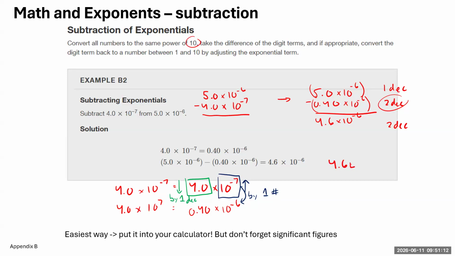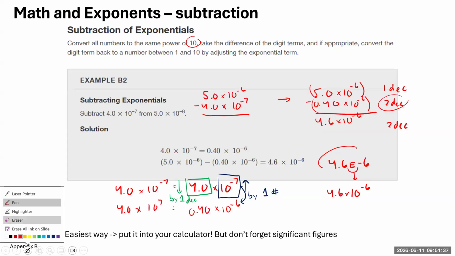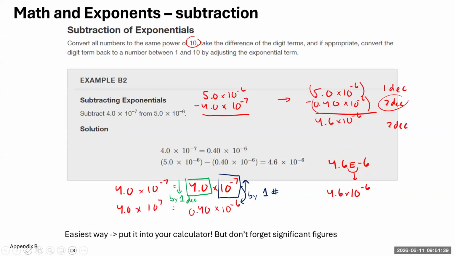This is a capital E, a little e, and it says negative 6. This capital E, little e, equals 10 raised to the something. So that's what this little e means. It's the same number times 10 to the negative 6. These are the same number. Let me put a proper arrow here.